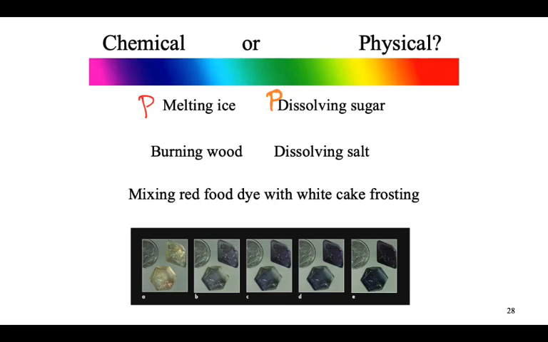What happens to the sugar molecules when you dissolve them in water? It's really just a dilution. They just dissolve in water. You still have sugar molecules. Burning wood. Chemical. That is chemical. What is happening in that chemical process?